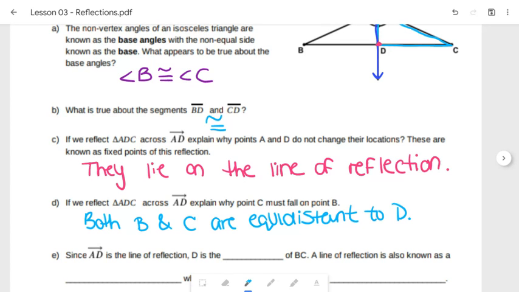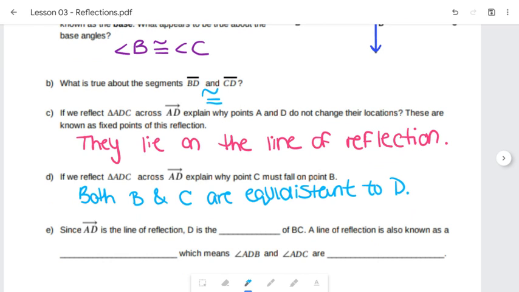We had all those angles that matched up to one another, but since AD is the line of reflection, D is the midpoint of BC, and a line of reflection is also known as a perpendicular bisector. So remember that upside down T, that's there for perpendicular, which means it forms congruent right angles. Bisector means it cuts a segment in half.